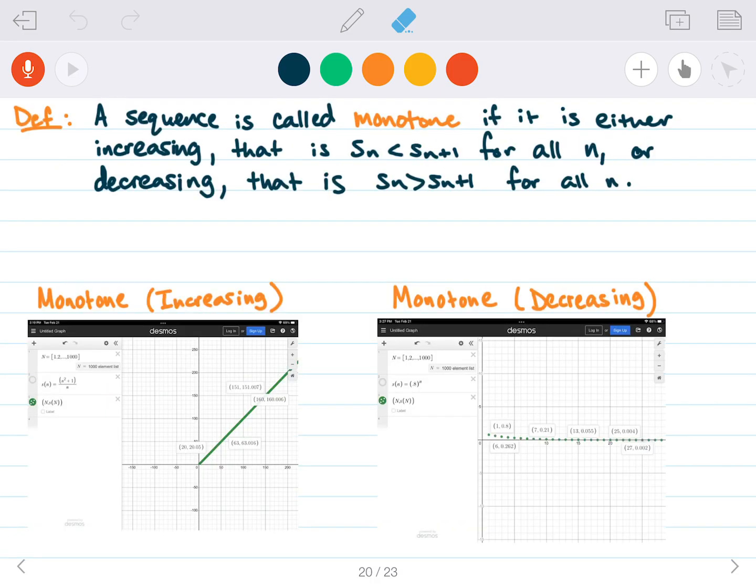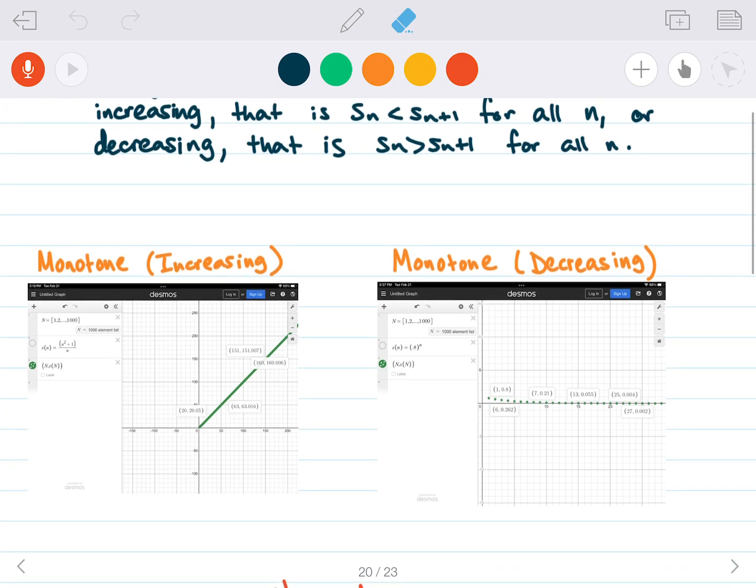Another definition that we need is monotone. A sequence is called monotone if it's either increasing constantly as n gets bigger or decreasing. So let's look at some examples. This first example is the sequence s sub n equals n squared plus 1 over n. We can see from the picture, it's basically just a line with slope 1, but it's obviously different from a line because we're excluding the decimal values in our domain.